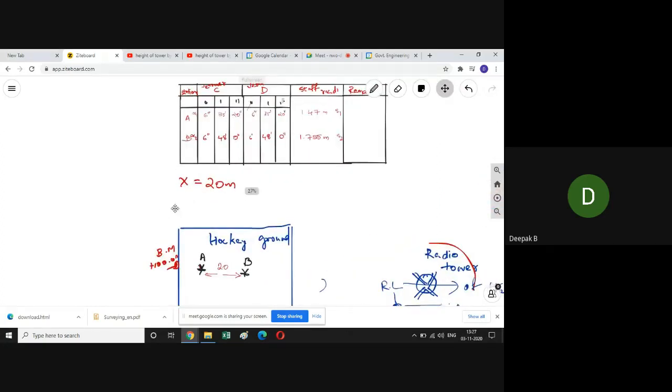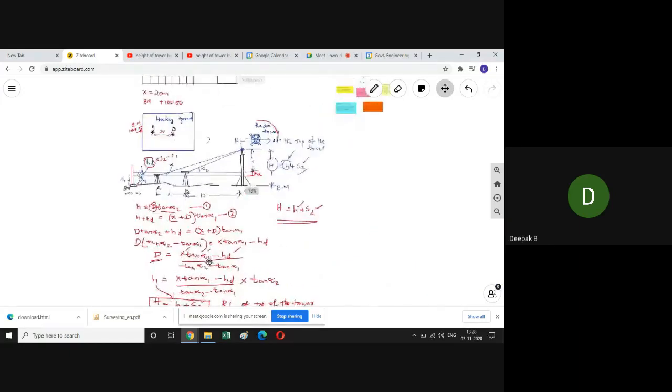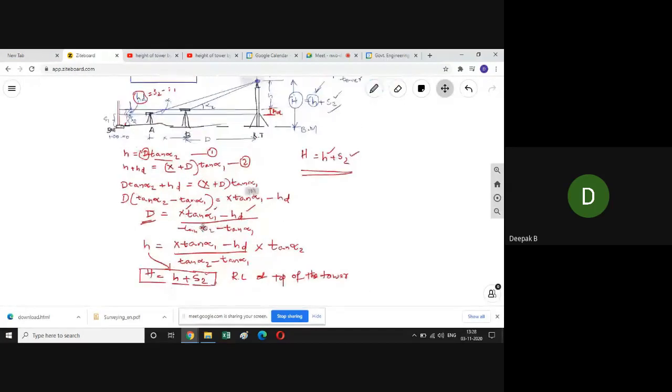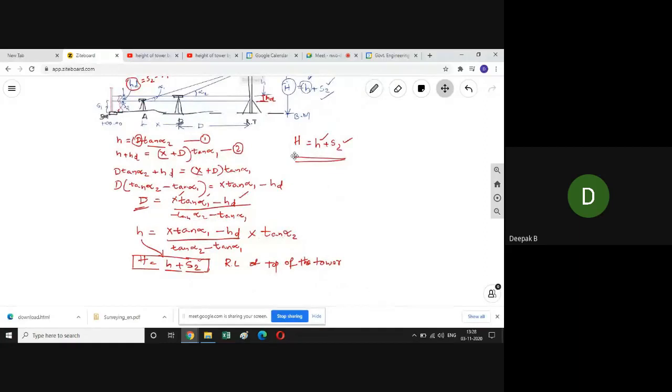The BM, that is the benchmark, is at plus 100.00. We have already observed all the values. What it means is that this H is the height above this benchmark. To find its reduced level, you just have to add this H to the 100.